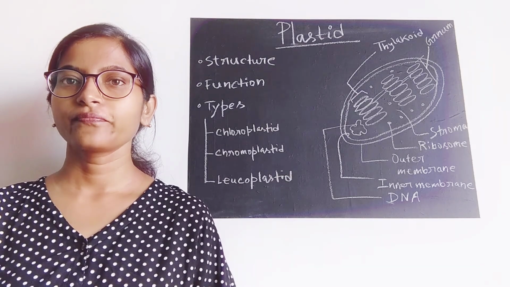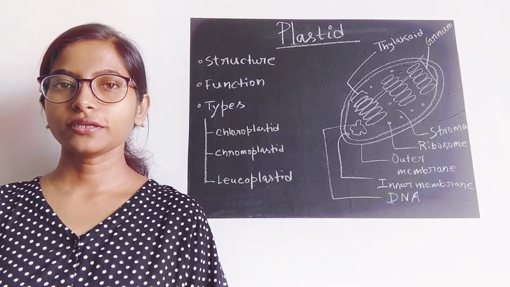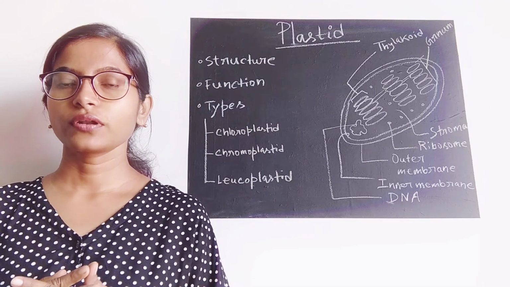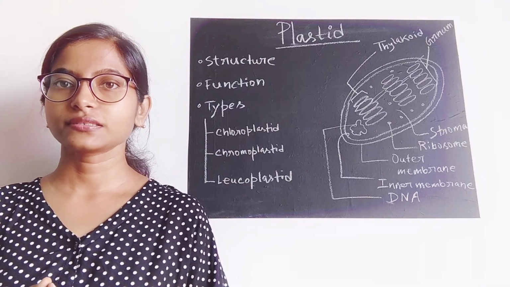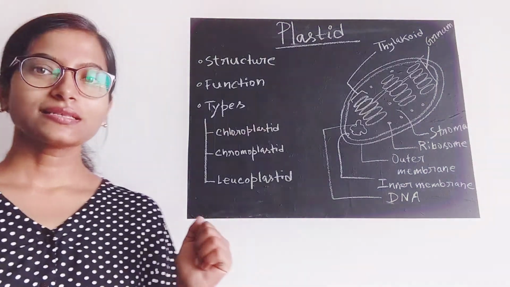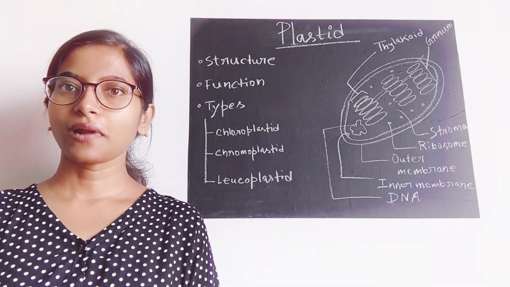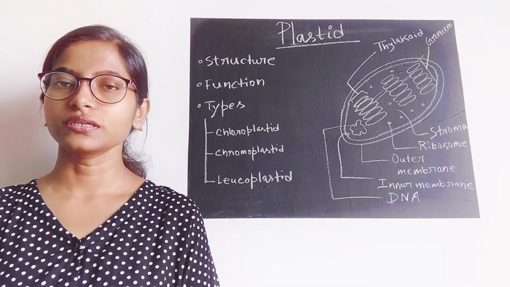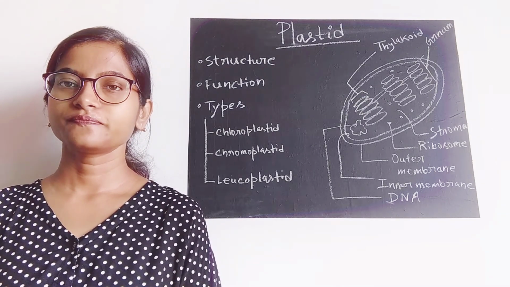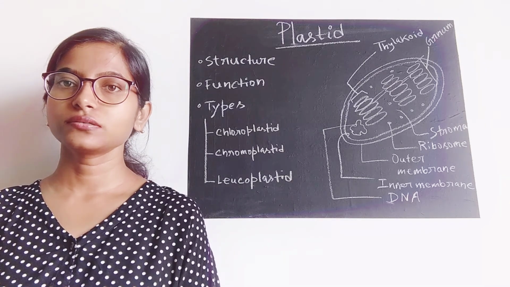So today we are going to discuss plastid, which is a common topic for both CBSE as well as ICSE for 9th standard and 8th standard as well. So let's get started. Plastid. You might have heard that plastid is a specialized organelle which is present inside the plant cell, right? And in the animal cell, plastid is not there.